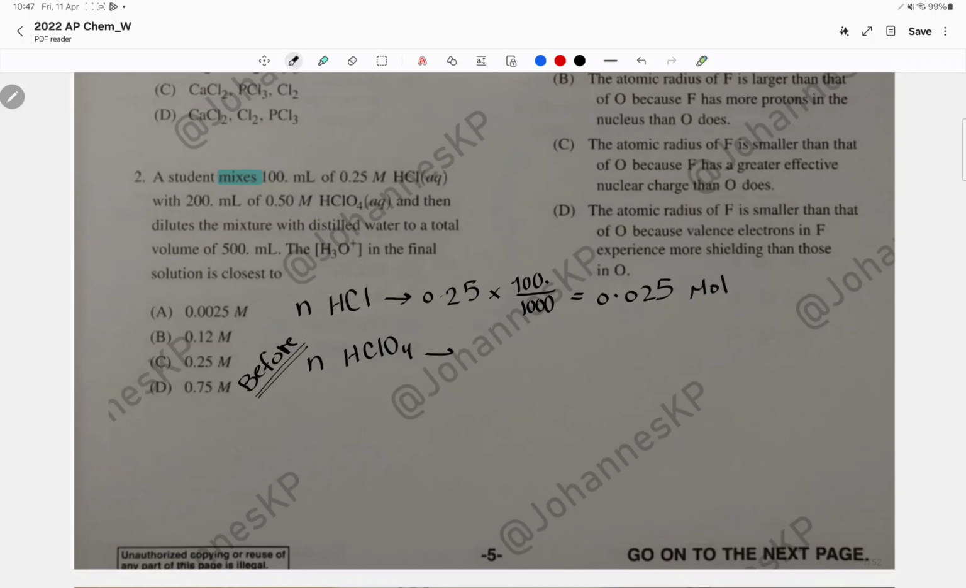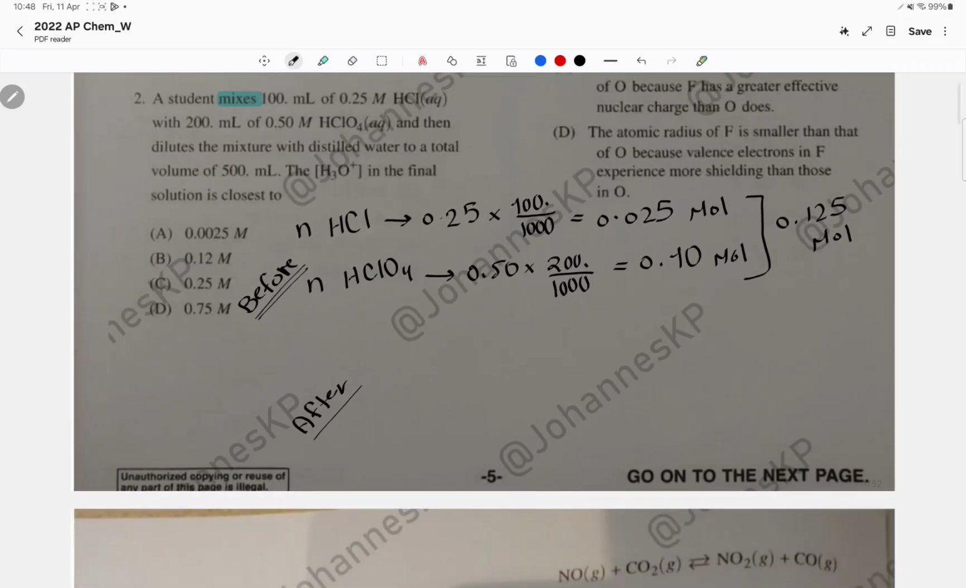And the mole of the HClO4, you do the same thing. You multiply the molarity by the volume, divide by 1000, and you have, how much will that be? Will that be 0.10 probably? Yes. Yeah, 0.10. Now that's before, okay? How about after? Now, so the mole before was basically 0.025 and 0.10, and if you were to add them, you would get 0.125 mole, okay?